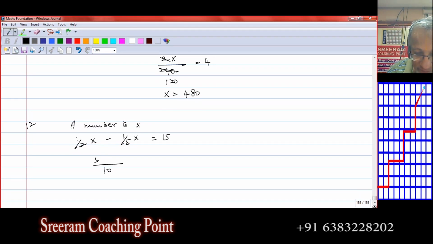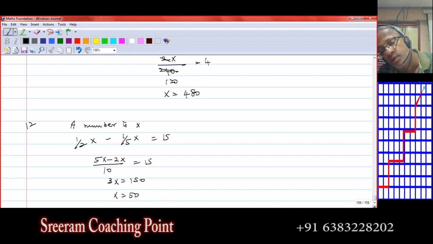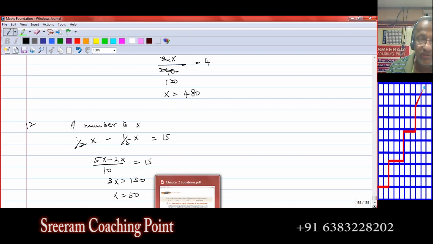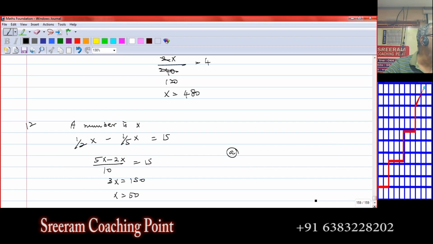5x minus 2x over 10, which is equal to 15. 3x equal to 150. x equal to 50. So half of 50 is 25. 1/5 of 50 is 10. 25 minus 10 is 15. Correct. 50 is correct. Option A. Are you understanding? Say yes or no. Yes, sir.